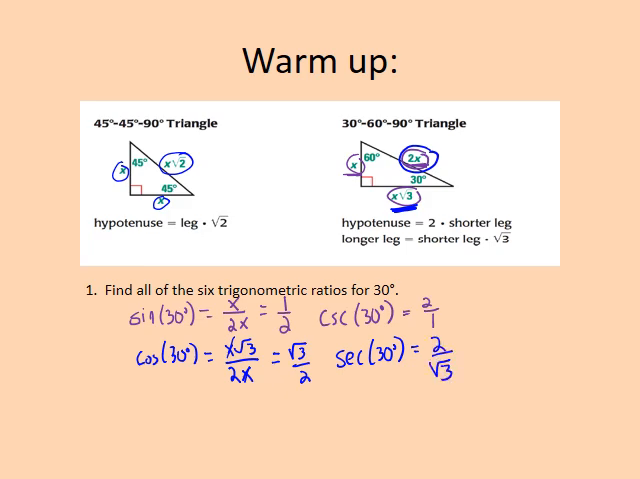Because we have a radical in the denominator, we must rationalize. So we're going to multiply by root 3 over root 3. And our final answer for secant of 30 degrees is 2 root 3 over 3.